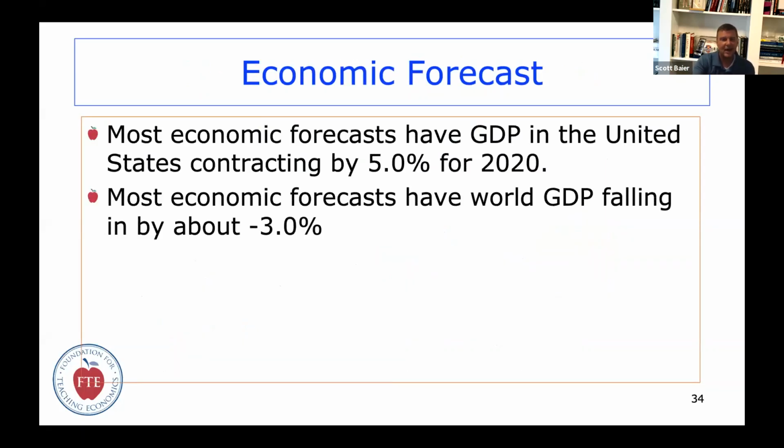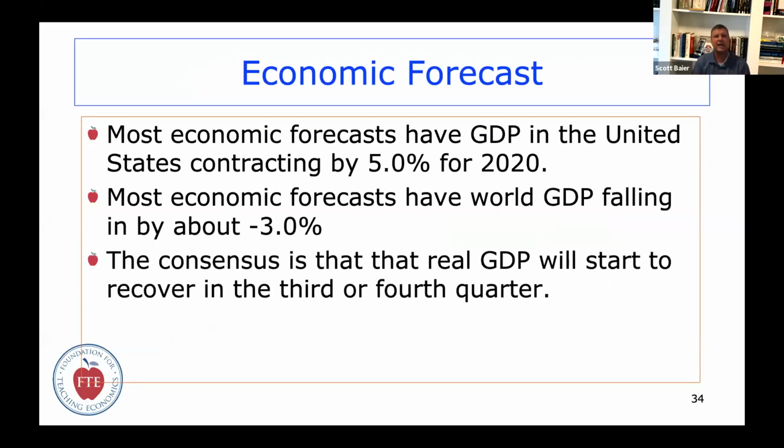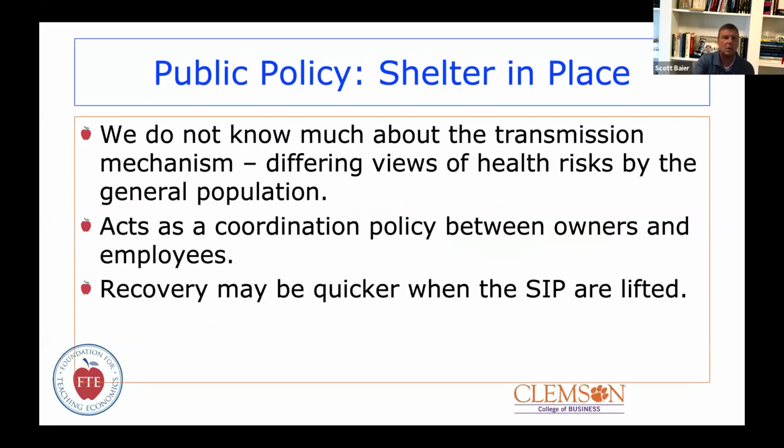So quickly, I showed what the economic forecasts were. Let me end with something. There's a concern now about lifting the shelter in place. One thing is I've been more or less in favor of the shelter in place. One of the reasons is, one, we don't know much about the transmission mechanism. We have differing views of the health risks.